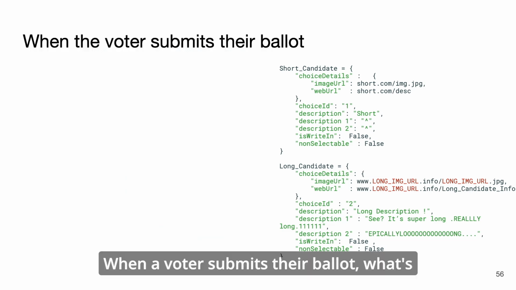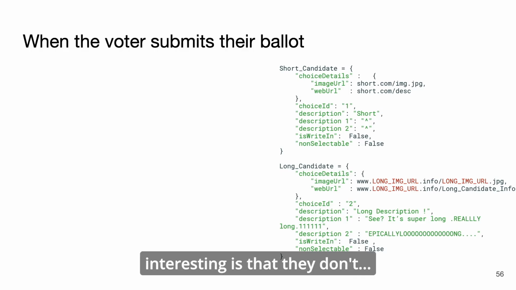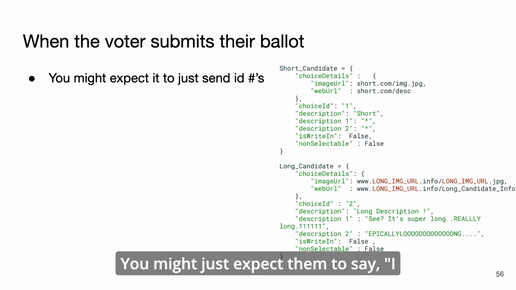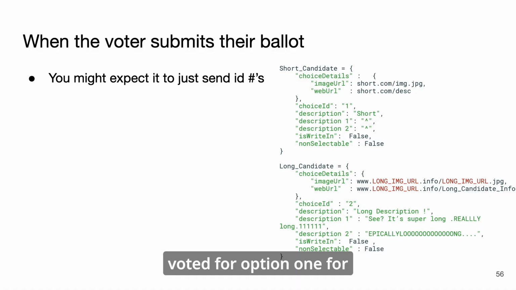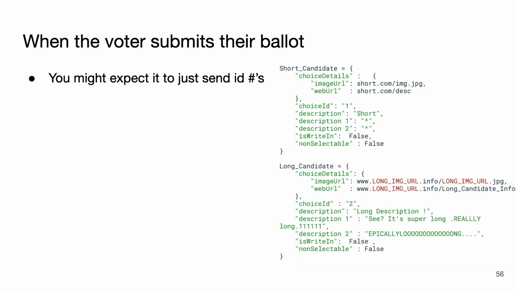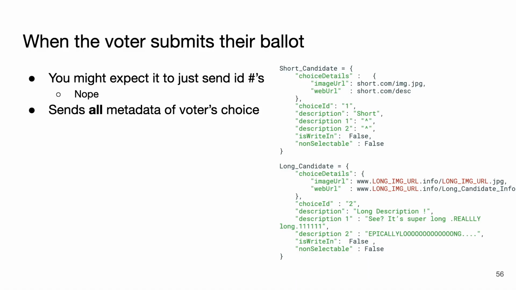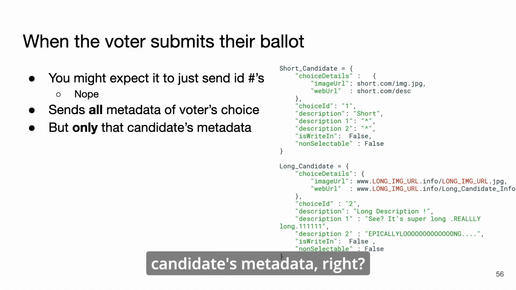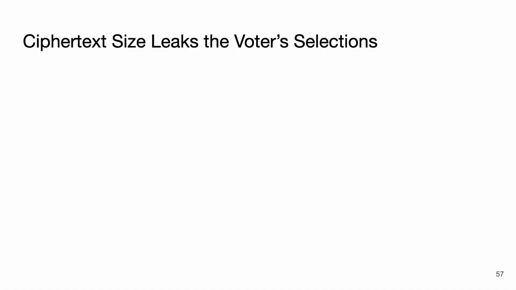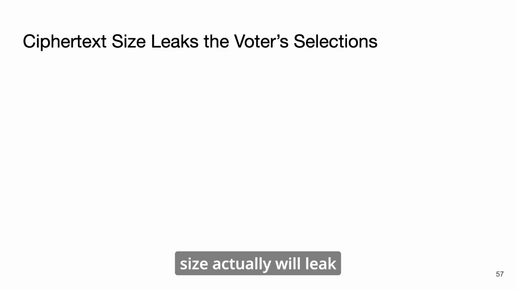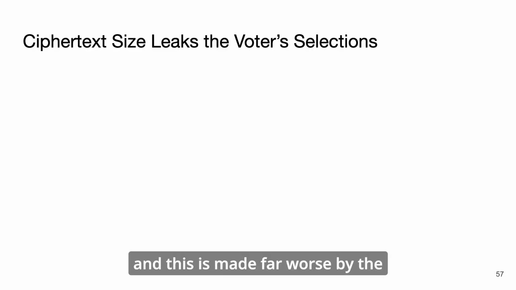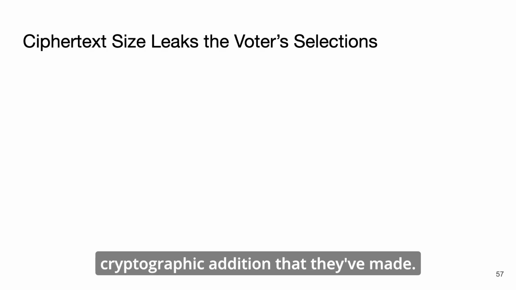And when a voter submits their ballot, you might just expect them to say, I voted for option 1 for candidate 2, or question 2. That's not what they do. Instead, they send all of the metadata of the voter's actual choice, but only that candidate's metadata, right? And what this means is that the ciphertext size actually will leak the voter's selections, and this is made far worse by the cryptographic addition that they've made.